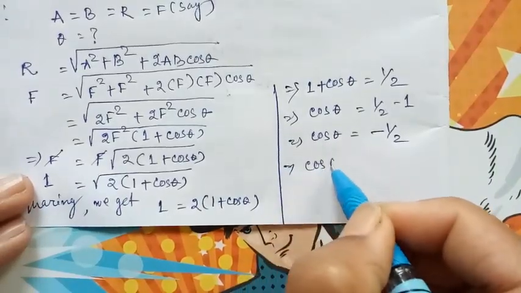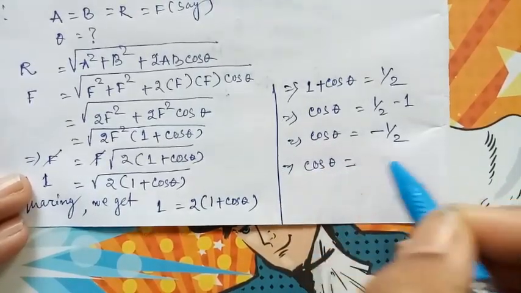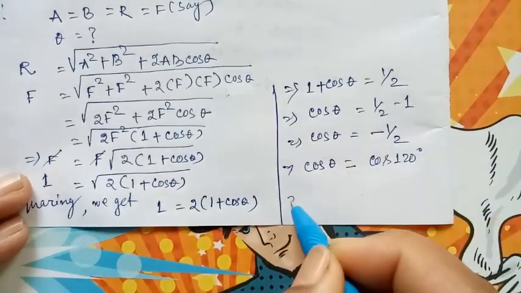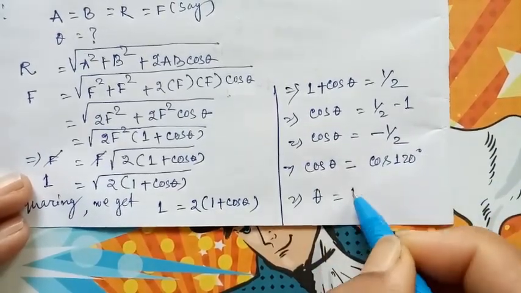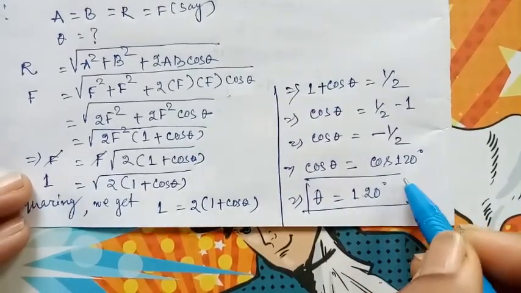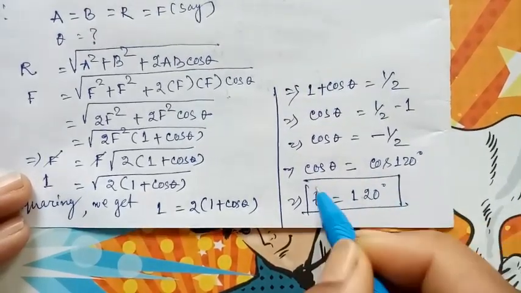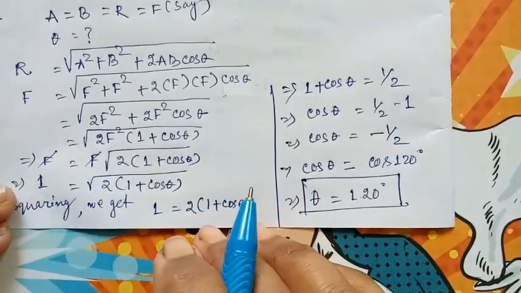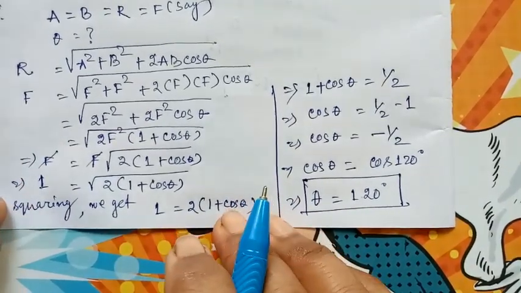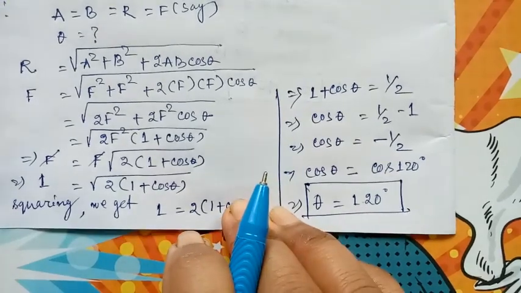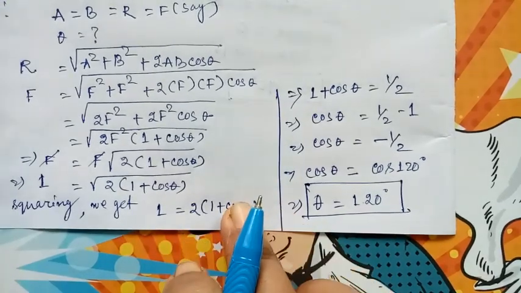So theta is how much? Cos theta is how much? That is equal to cos of 120 degree. That implies theta is equal to 120 degree. So if two vectors are equal and their resultant is also equal to either of them, then they are inclined at an angle of 120 degree. Okay, thank you.